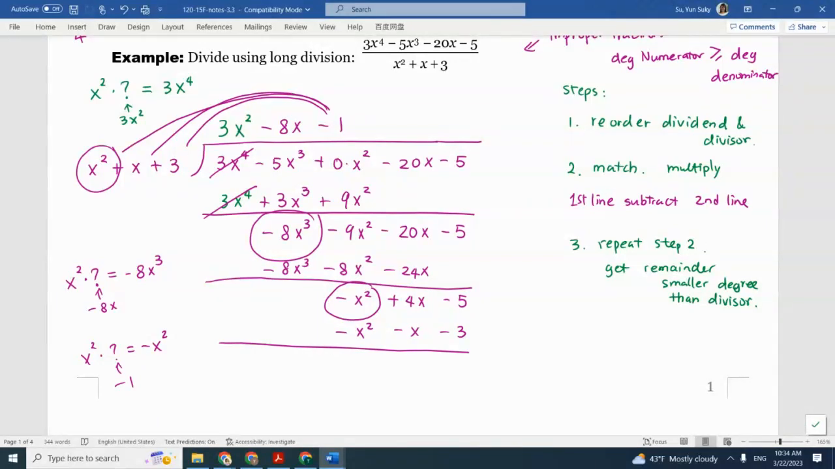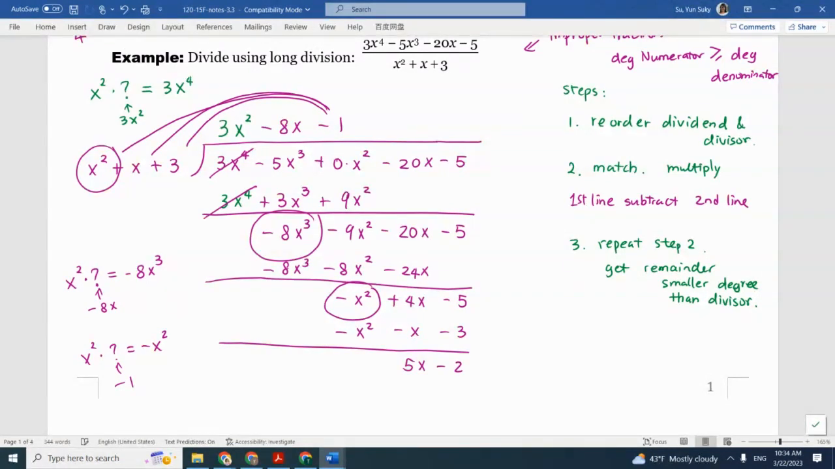Negative x squared minus negative x squared is 0. Yes. 4x minus negative x is 5x. Yes. Everybody, make sure you're using the first line to subtract the second line, so you change the sign there. 5x. Minus 3 minus negative... 5 minus negative 3 is negative 2.